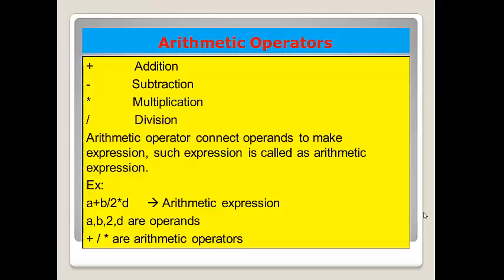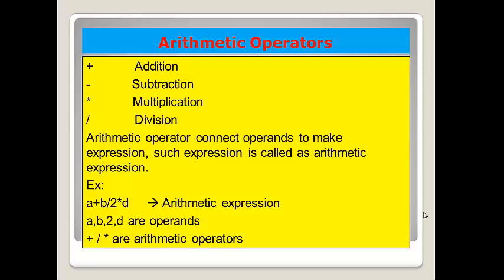First we discuss the arithmetic operator. It is the first type of operator based on functionality. Arithmetic operators are addition, subtraction, multiplication, division: plus, minus, star, slash. These four operations are arithmetic operations. These arithmetic operators connect operands to make expressions. By using these operators, we can make equations. We connect variables or constants, that is, operands, which makes an expression called an arithmetic expression.